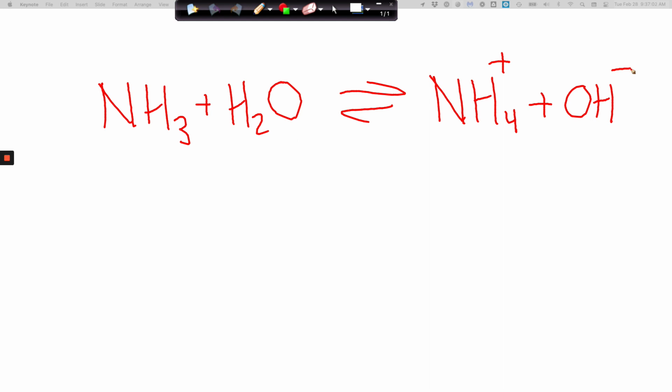So, guys, identify your acids, your bases, and your conjugates. Got it? So what is NH3? Acid or base? Base. So I'm going to just scratch this down. This is our base. This is our acid. This is our conjugate acid. And this is our conjugate base. Is that okay? Okay.